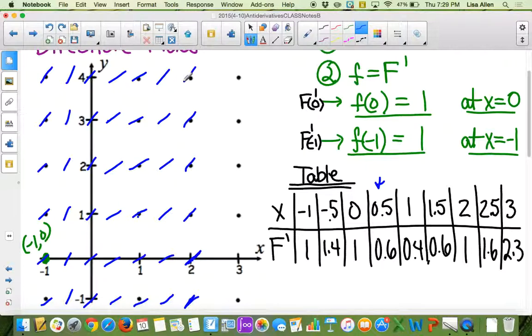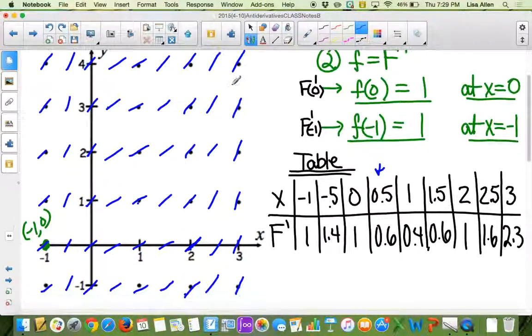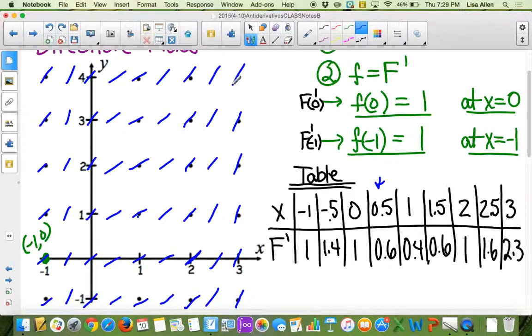Okay. And then at 2.5, it's 1.6, so I'm going to make that a little bit steeper. Yeah, a little steeper than that. And see, I could do a lot of points. I've got 2.3 here now, so a little steeper still. Okay, so now, when we draw the graph, you can see there's kind of a wave going on here.